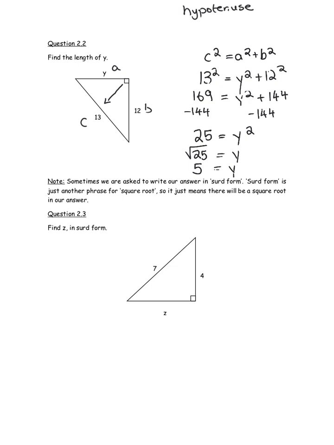Now sometimes we're asked to write our answer in surd form. Surd form is just another phrase for square root, so it just means there'll be a square root in our answer. The main thing about this is when there is a square root in our answer, you don't press the SD or the change button on your calculator to change it into a decimal. They want it as a square root. And I can show you again with an example.